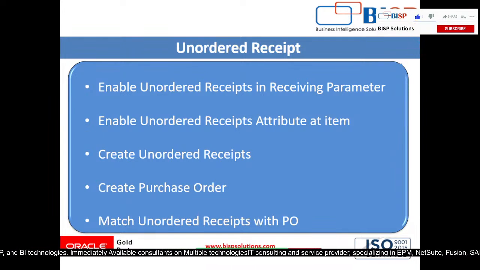So at the time of receipt, I will create the purchase order, and we can match the purchase order information to the receipt, right? So at that time we generate the purchase order on the basis of the unordered receipt. Without any order we create the receipt, that is an unordered receipt. So first we have to enable unordered receipt in the receiving parameter, and enable the receiving attribute in the item, and then we can create the unordered receipt, create a purchase order and match the unordered receipt with the PO. So let's check these two things first.